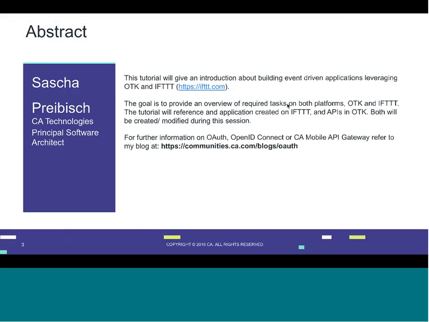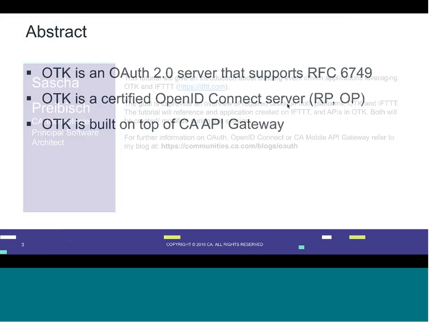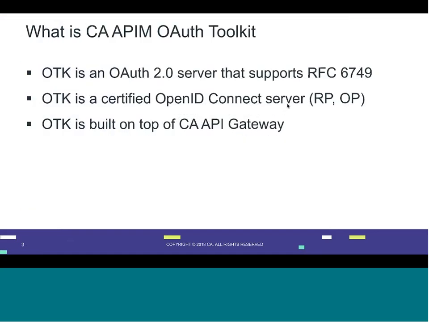Yes, so we will look at the IFTTT platform and into OTK, and I will show you how you can tie those two together. Just very short, what is the CA API OAuth Toolkit? It's an OAuth server, it's OpenID Connect certified, and it sits on top of a CA API Gateway. This combination allows you to expose many types of APIs, and in this case we will use OAuth protected APIs.